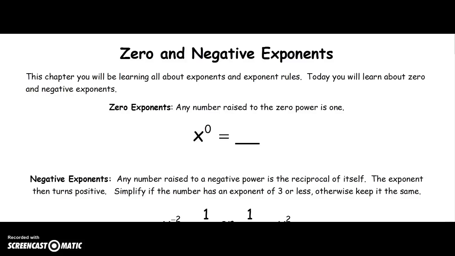Hi there. Today's lesson is on zero and negative exponents.